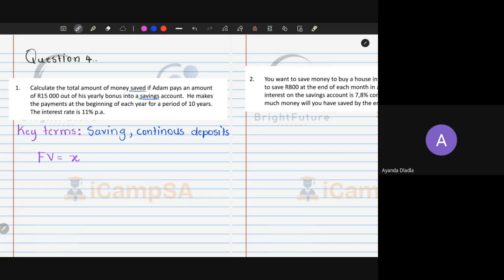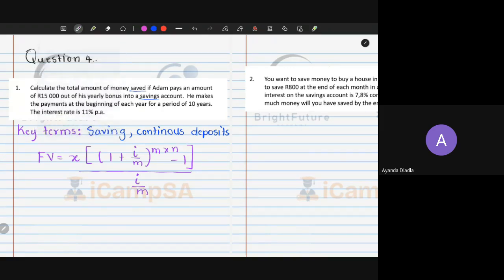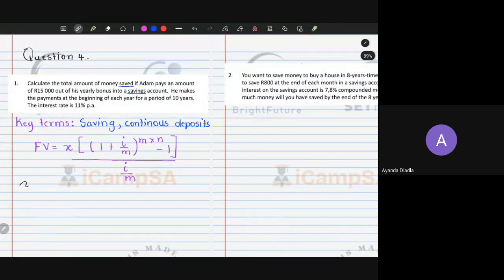And for future value, remember the important formula is x into 1 plus i to the power of n, but let me use the one that has the compounding period like this: (1 + i/m) to the power of m times n, minus 1, and all of this is divided by i divided by m. So we now, guys, need to figure out what is what here. So remember what I said, x is the regular deposits. So what is x from this problem?